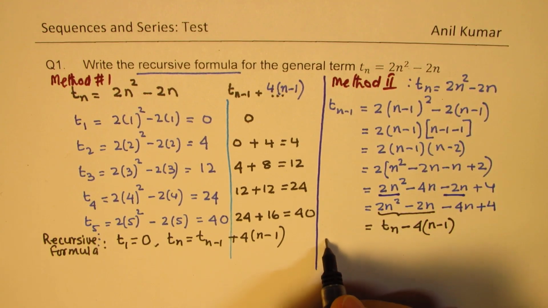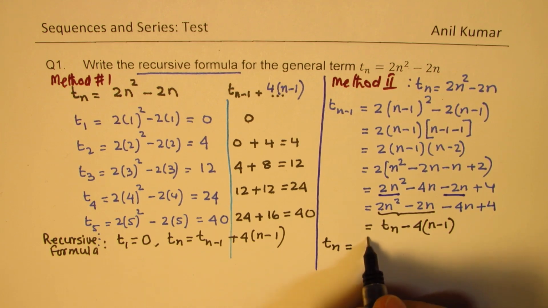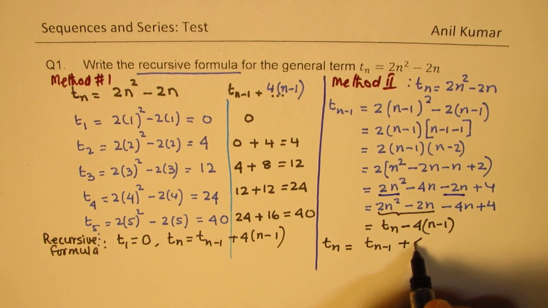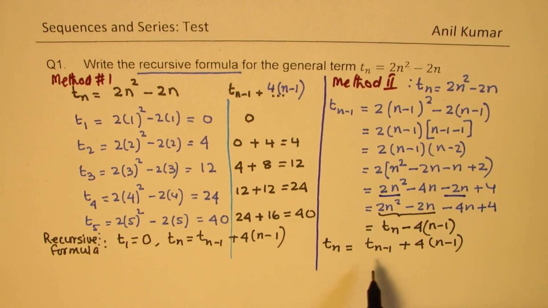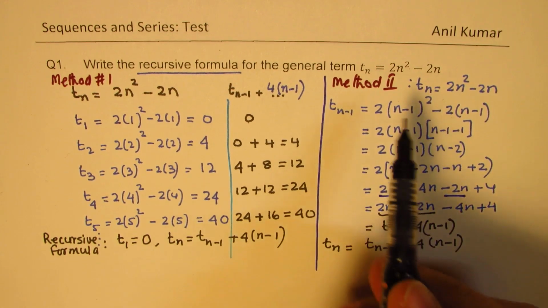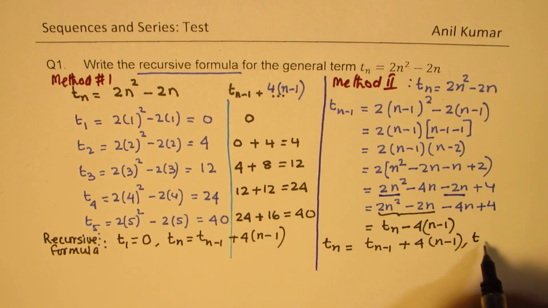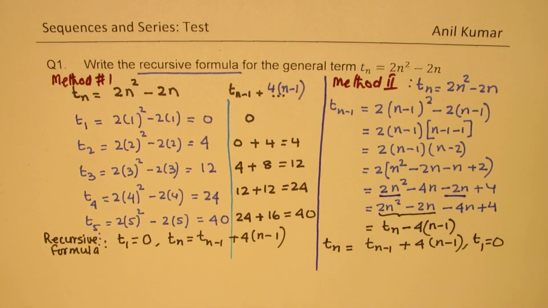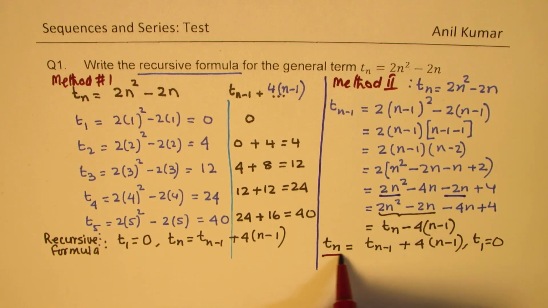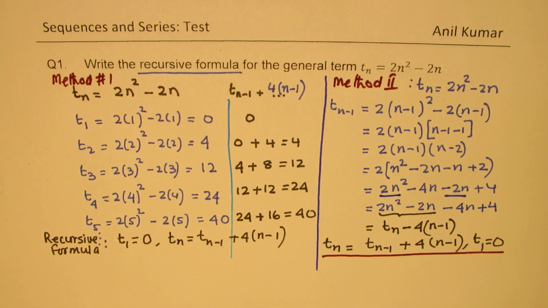So let's rearrange this formula. When you rearrange, you get tn equals tn minus 1 plus 4 times n minus 1. Is that clear to you? And of course, we have to write down what is the first term, right? So when I substitute 1 here, t1 will be equal to 0. So you could actually get your formula by substituting n minus 1 and then rearranging your terms. Right? So this is a general method which can be adopted whenever you are given a general term and you want to find a recursive formula. So I hope that makes sense.